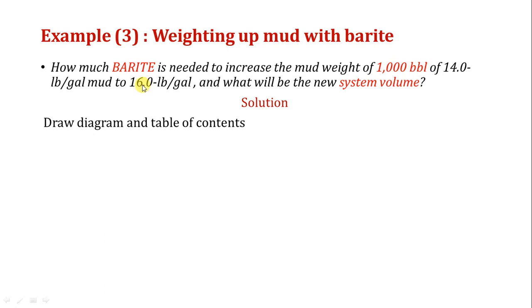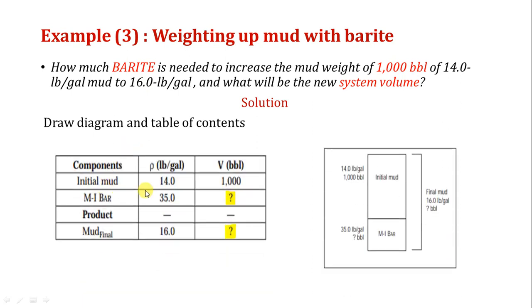So where is mud weight 2 and volume 2? Actually, we will consider the barite to be added as mud weight number 2, because it is a new thing added to the mud. We already have the volume of the mud, and you will add something to it. The something that you will add, we will consider as mud 2 with volume number 2, and from it we will get the volume of the barite.